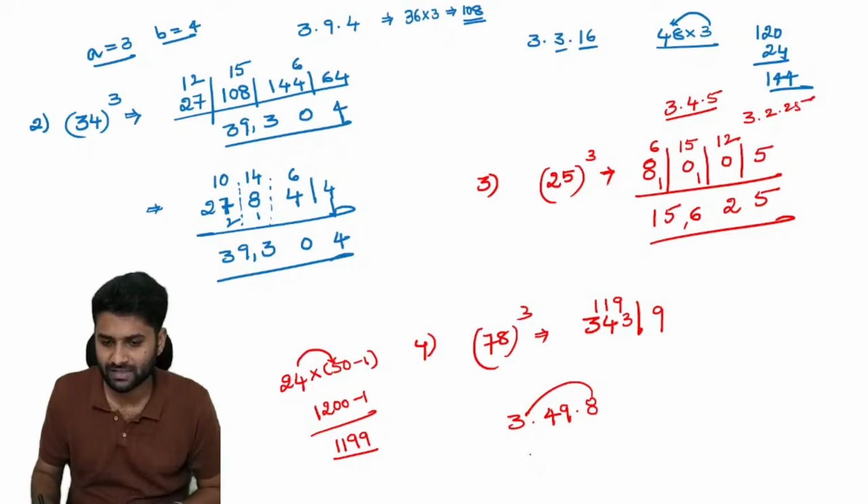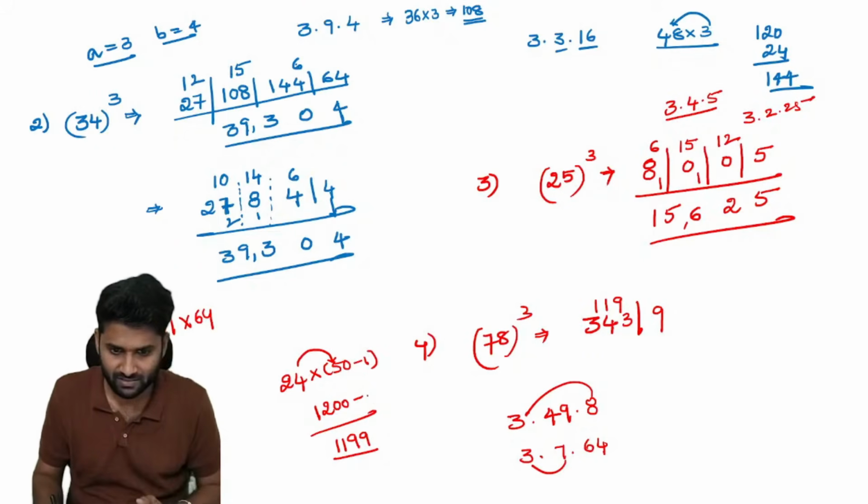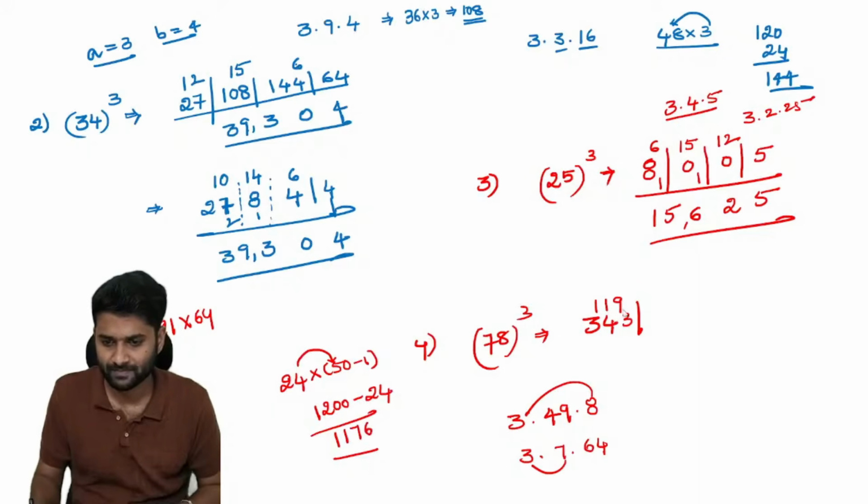Let's go for 3ab square. 3ab square is all about 3 into 7 into 64. Now 7 into 3 is 21. If 21 is multiplied with 64... Yes, sorry, I made a mistake here. You have to subtract 24 units, right? So 24 units, if you subtract it from 1200, it's 1176. So 7 here, 6 here.